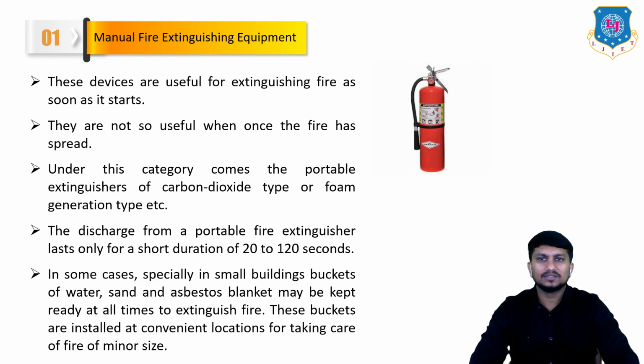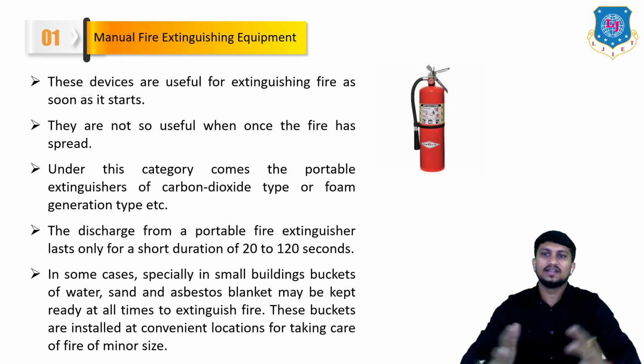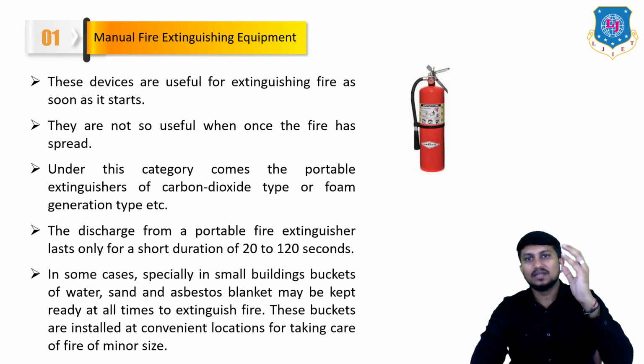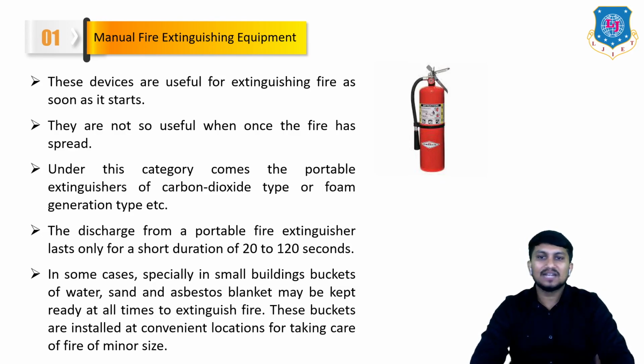These devices are useful for extinguishing fire as soon as it starts. They are not so useful once the fire has spread. Under this category come the portable extinguishers of carbon dioxide type or foam generation type, etc. This extinguishing equipment has carbon dioxide in it. The discharge from a portable fire extinguisher lasts only for a short duration of 20 to 120 seconds.